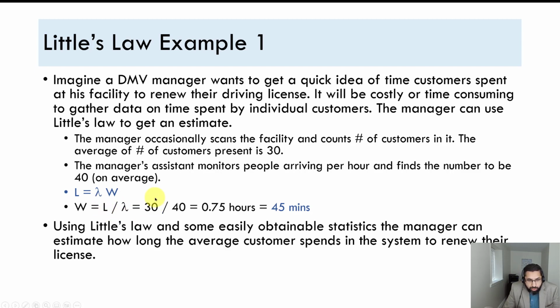And because there are 30 people present and about 40 arrive per hour, then each customer spends about 0.75 hours in the DMV facility, or 45 minutes. So using very little data, without having to go into assumptions about arrivals or any probabilities, we're able to get a rough estimate of the time people spend in this facility. So that is why Little's law is very useful.